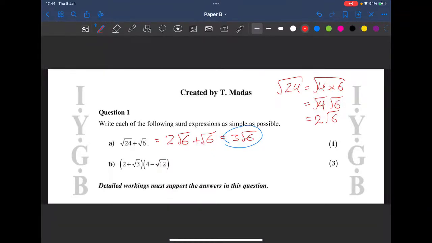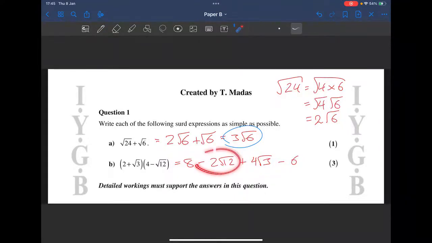For part B, it'll probably end in a similar sort of thing. But to start with, we'll do FOIL. So the 2 times the 4 will give us an 8. 2 times negative root 12 is 2 root 12, and again negative. Root 3 and 4 will give us 4 root 3. Both positive, so both positive at the end. And then we've got root 3 and root 12. So that's going to be root 36, which is just 6. We had 1 negative, so we have a negative as well.